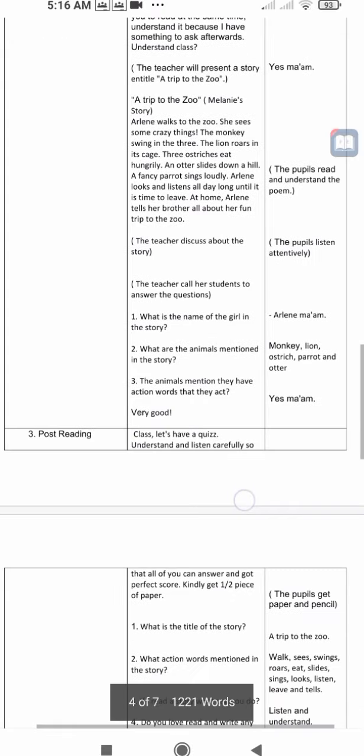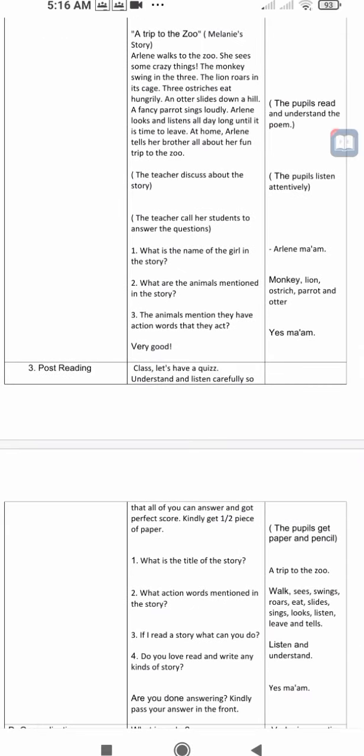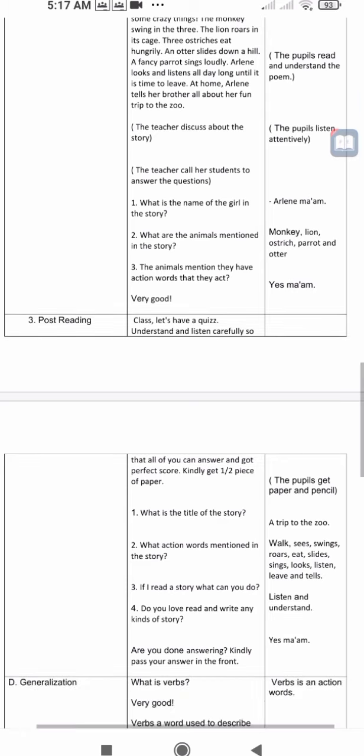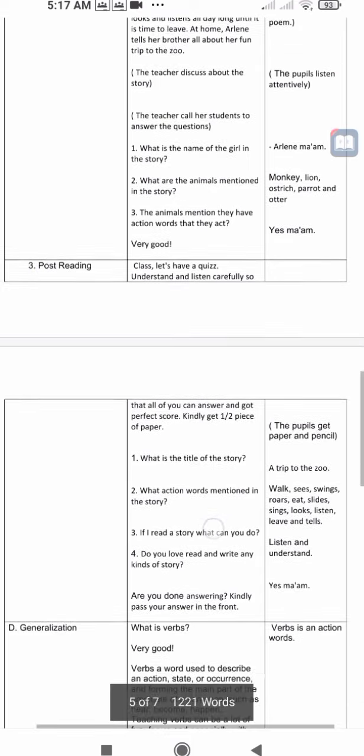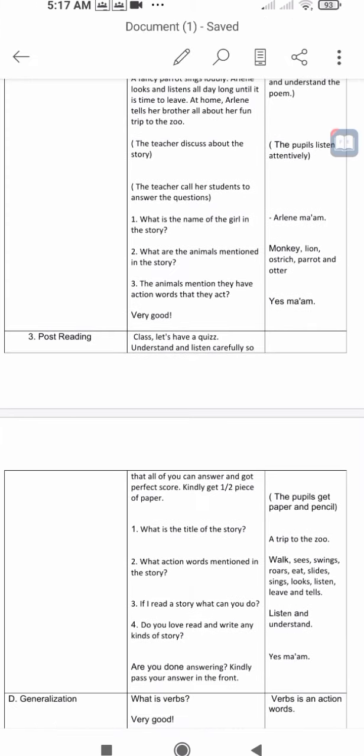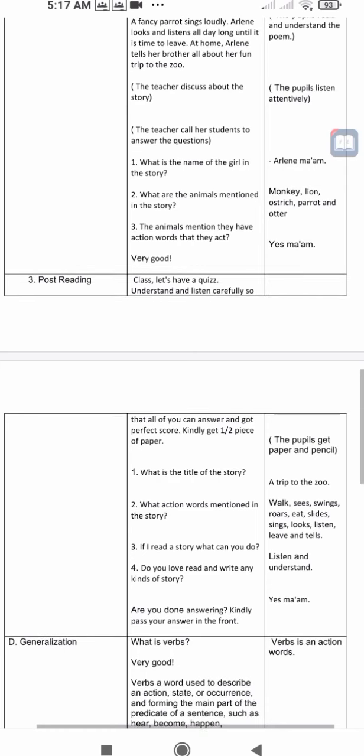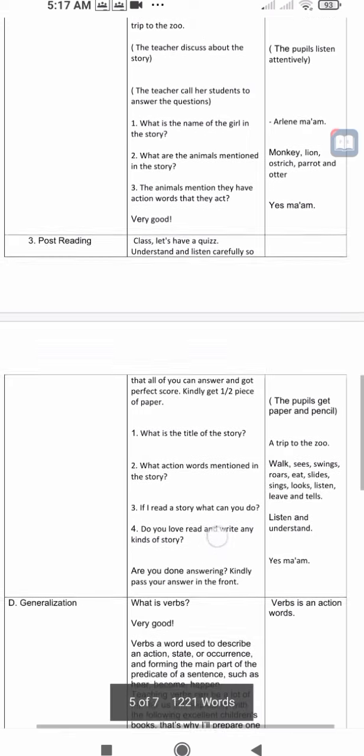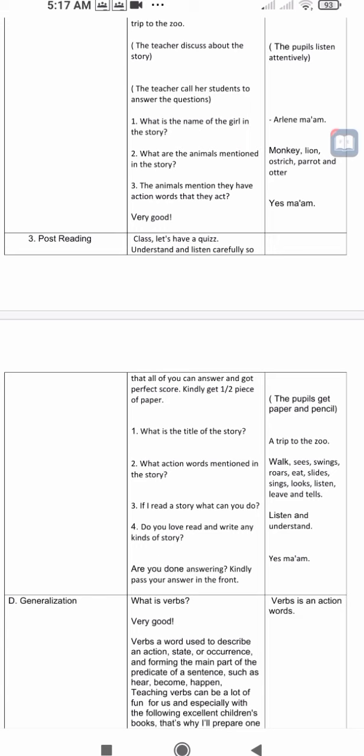So in post-reading, the teacher does retelling or summarizing the story, or any activity, or QAR, question-answer relationship. At this time, the teacher summarizes what they discussed in during reading. To refresh the minds of the students, the teacher gives a quiz with 4 items.